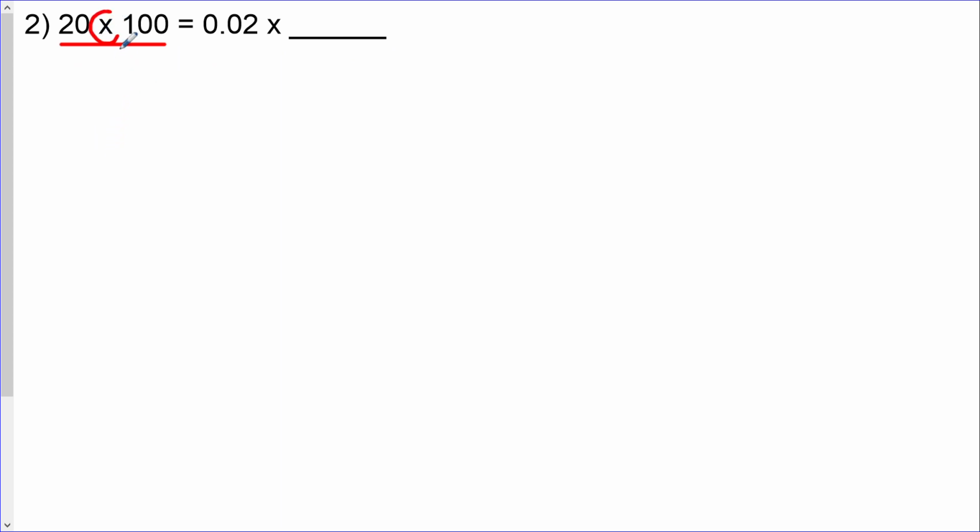Again, we know multiply or times moves forward. We can see there are 2 zeros in the number 100, so we are going to do 2 jumps.